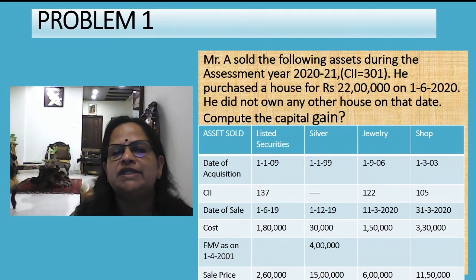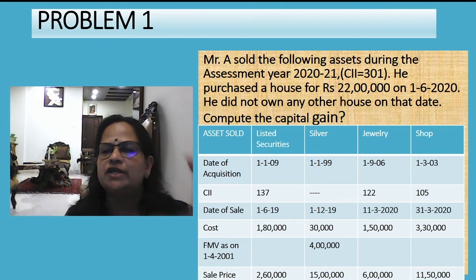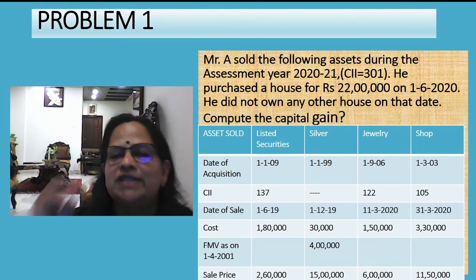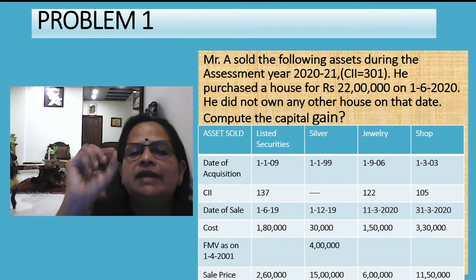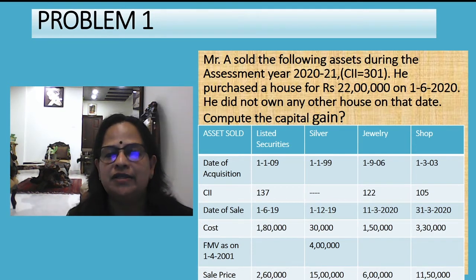Now, he purchased a house for rupees 22 lakhs on 1/6/2020, 1st June 2020. He did not own any other house on that date. Compute his capital gain. See this question, it's not mentioned that you have to apply section 54F. But how do you know that section 54F is applicable? It's mentioned in the question that he did not own any other house on that date.